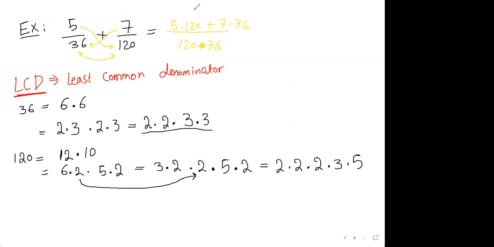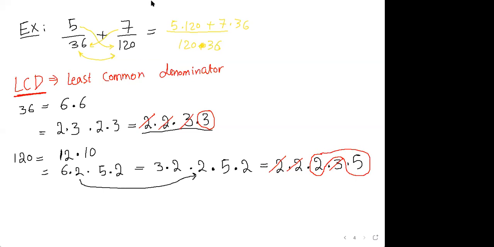So now, the common numbers for both fractions, I try to cancel them. So 2 by 2, 2 by 2, 3 by 3. The rest here is the number 3. The rest here is the number 2 and the number 5. Okay?